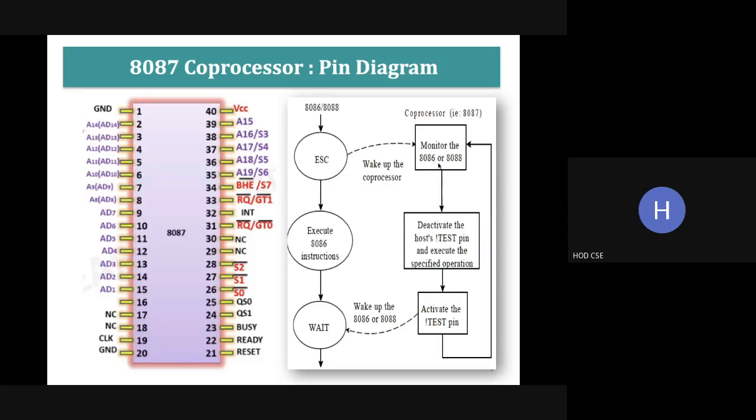The 87 processor will fetch that instruction, deactivate the test pin, and execute the specified operation. If it is addition, it will perform that addition, and after the data is ready, it will activate the test pin so that the processor knows the data is ready from the coprocessor, and it will get the data. While the coprocessor is performing this operation, 86 will be executing its own instructions. So this is the flow diagram that represents the communication between 86 and the 87 coprocessor.